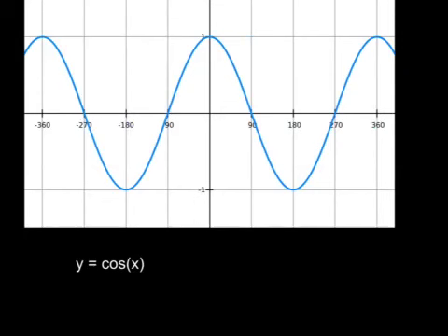Here's the graph of y equals cos x. It looks similar to the graph of y equals sine x, but it's all been shifted back 90 degrees. So the cosine of 0 is 1, the cosine of 90 is 0, the cosine of 180 is minus 1, the cosine of 270 is 0, and the cosine of 360 is 1. And again, it's a periodic graph. It keeps repeating itself every 360 degrees.